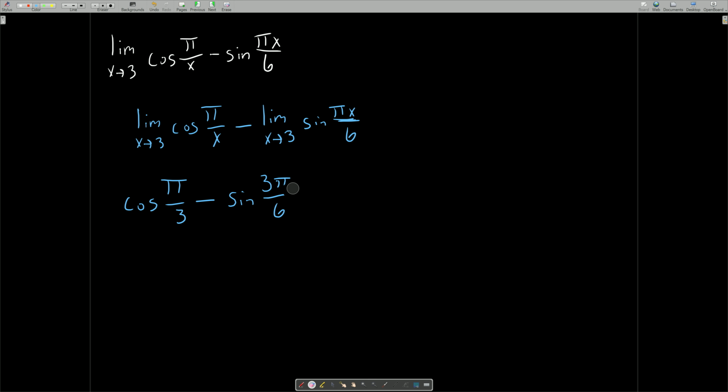3 pi over 6 is the same as pi over 2. It's easy that way. And if you remember from the unit circle, the cosine of pi over 3 is 1/2, and the sine of pi over 2 is 1. And 1/2 minus 1 equals negative 1/2. That's the answer to this.